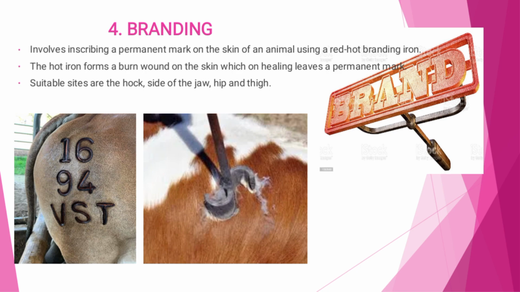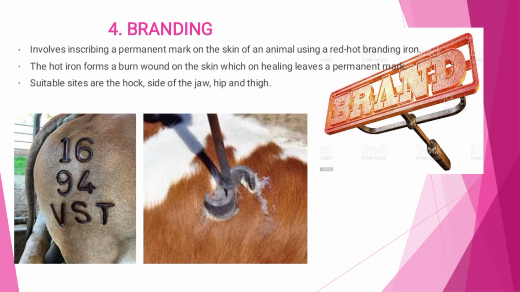The hot iron forms a burn wound on the skin, which on healing leaves a permanent mark. And this method is suitable. It is used in sites such as the hock, the side of the jaw, hip, and thigh.